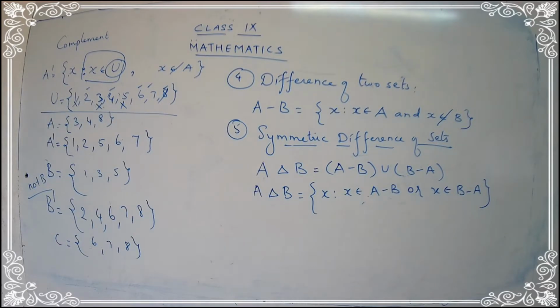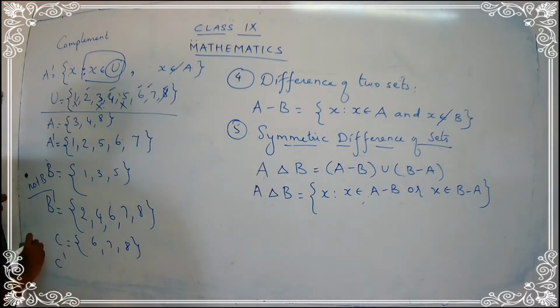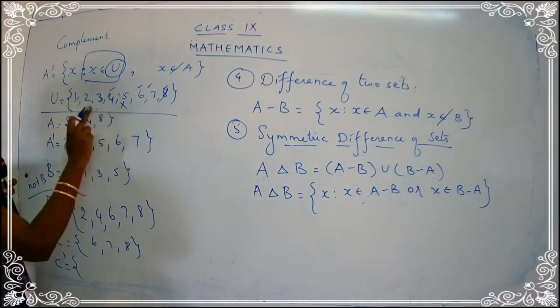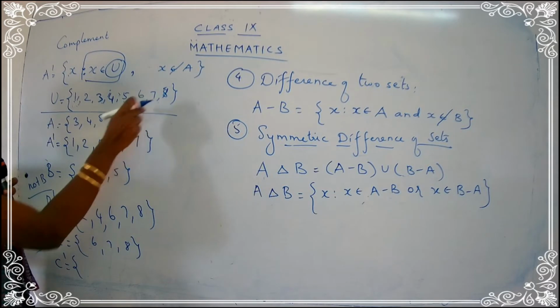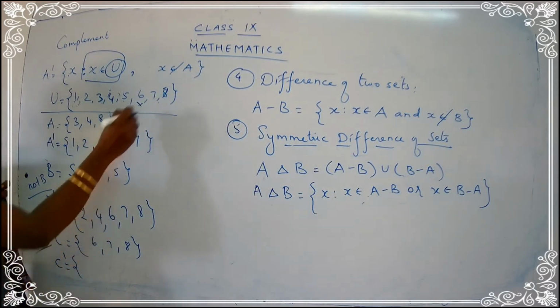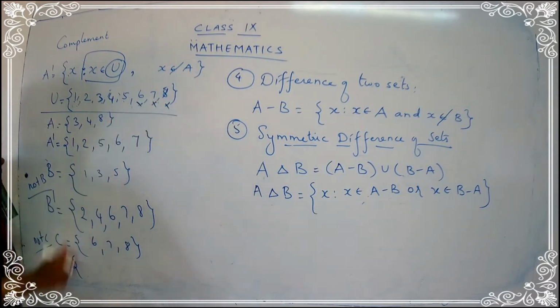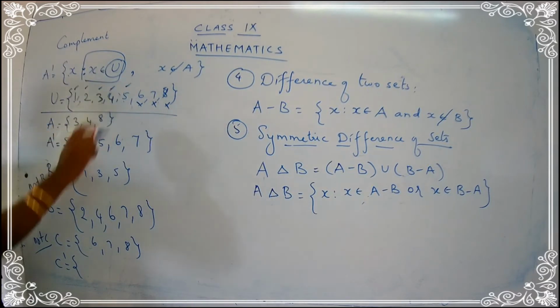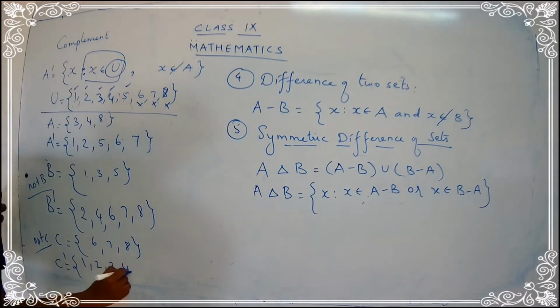Now I have to find out C dash. What do you mean by C dash? Not C. I want to find not C. That means I don't want the members of C. So what are the members left out? From where am I going to get the answer? I am going to get the answer from U. Go to U. So which elements you don't want here? You don't want 6, you don't want 7, you don't want 8. So what is left, children? 1, 2, 3, 4, 5. So C dash is 1, 2, 3, 4, 5.